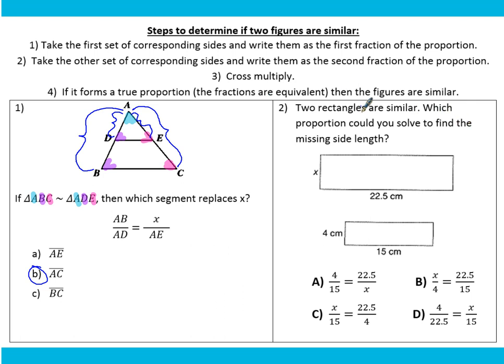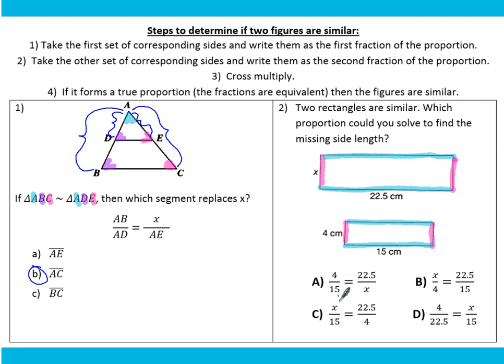Now in number 2, it says the two rectangles are similar. Which proportion could you solve to find the missing side length? So they're already telling you that they're similar. So we know that we're already going to have 2 sets of corresponding sides. So I'm going to say X is the same as 4, and just since it's a rectangle, we would know that these are also the same measurements. And then that means that this bottom side is going to be corresponding to the bottom of the smaller rectangle as well. So we can go ahead and highlight those, or you can mark them with the tick marks if you don't have multiple colors. And now we can set up a proportion.